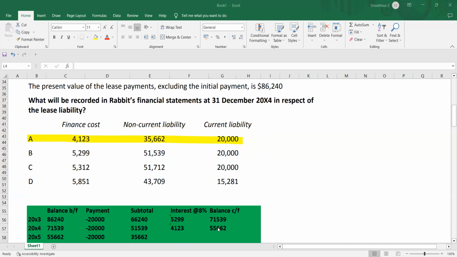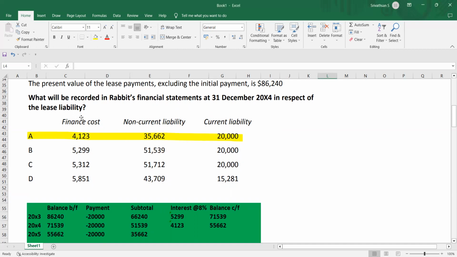This is nothing but the difference between 55,662 minus this payment made on 1st January 2015. So the difference between 55,662 minus 20,000, you get 35,662 as your non-current liability. It is here, and your current liability is 20,000, which is paid on 1st January 2015. So option A is the right answer.